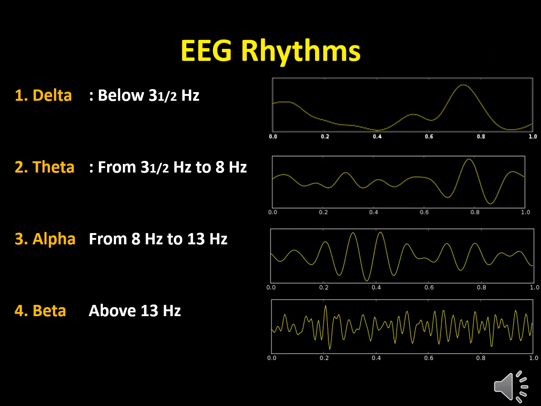EEG frequency bands or rhythms can be arbitrarily classified into four. First one, delta waveforms having frequency below 3.5 Hz. Second one, theta waveforms having frequency ranging from 3.5 Hz to 8 Hz. Third one, alpha waveforms with frequency ranging from 8 Hz to 13 Hz. Fourth one, beta waveforms having frequency above 13 Hz.